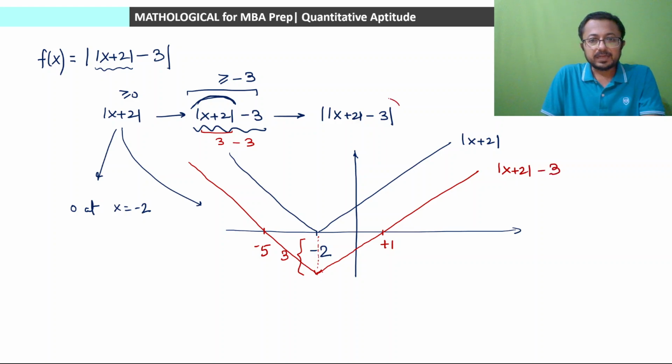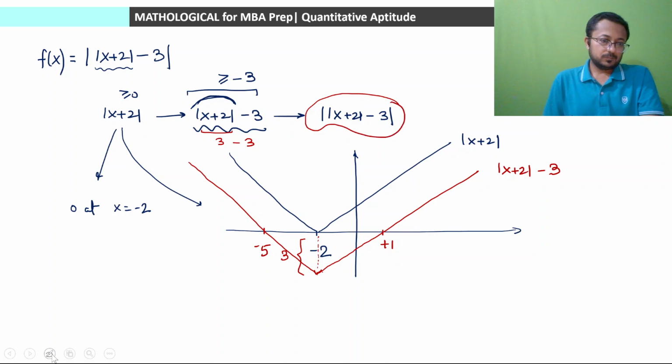Now we have to finally put another modulus on this graph. So on portions where the graph is already positive, there will be no change whatsoever, which is on the right hand side of +1 and on the left hand side of -5. And between these two values, since mod of x plus 2 minus 3 is negative, that will be shifting to positive side.